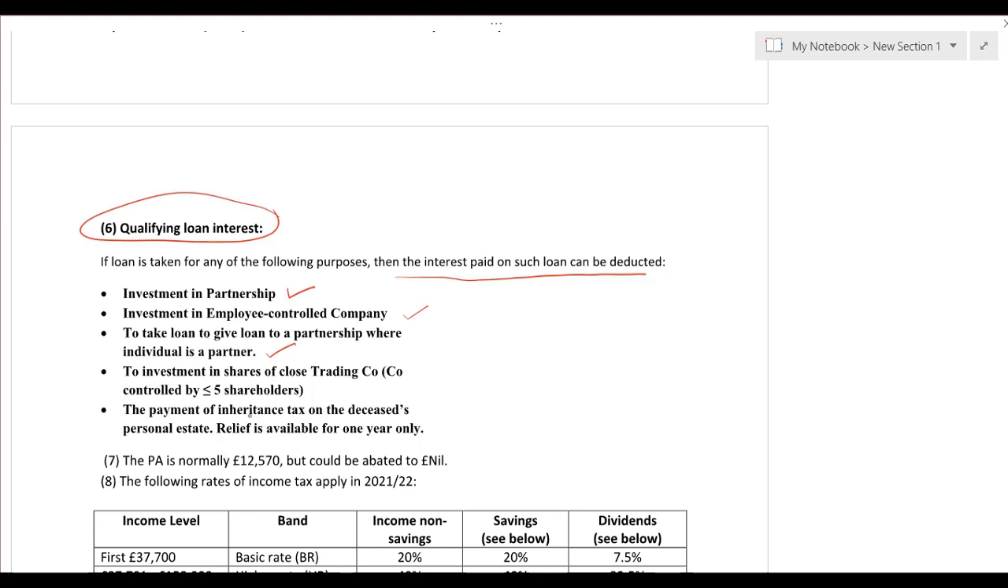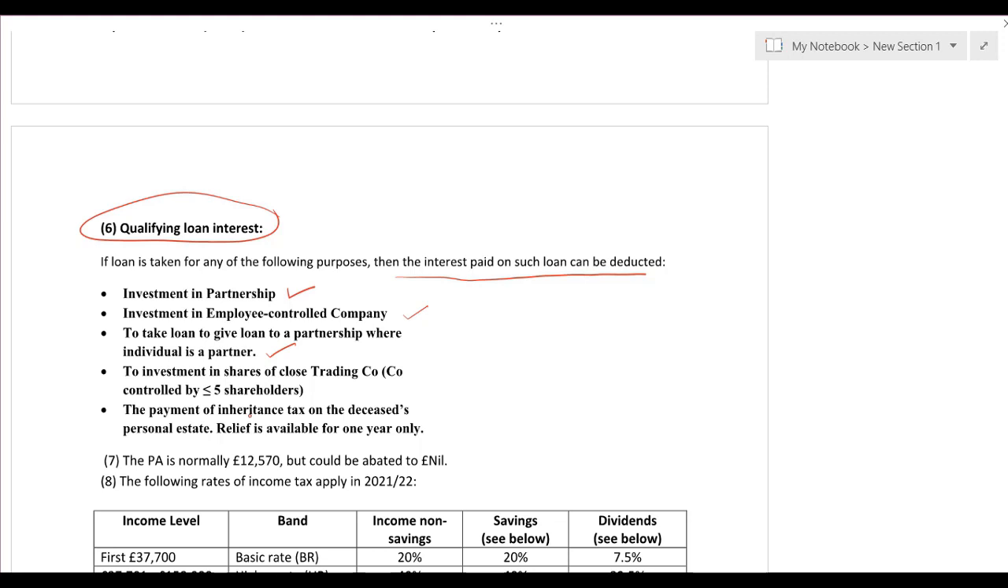Let's say the representative of that deceased person or relatives of that deceased person took a loan to pay inheritance tax on the estate of the deceased person. So that is also a qualifying purpose, and interest paid on such loan is also a qualifying interest, and the interest will be deducted from the total income.